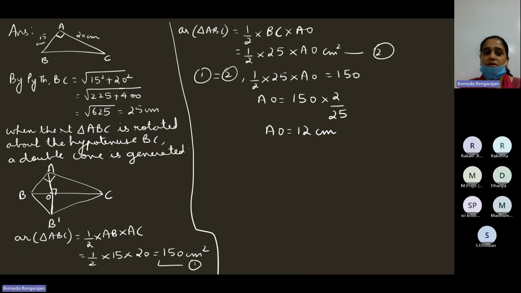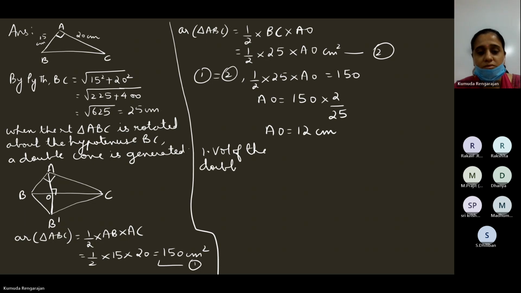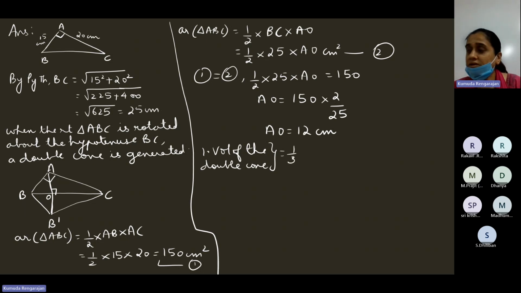You know what? This itself is enough to find the volume and the surface area of the double cone. So volume of the double cone is equal to, what's the volume of the double cone? 1 by 3 pi r square into h.